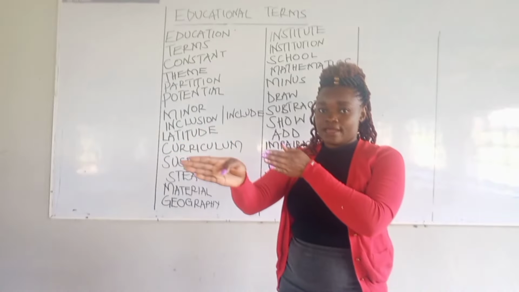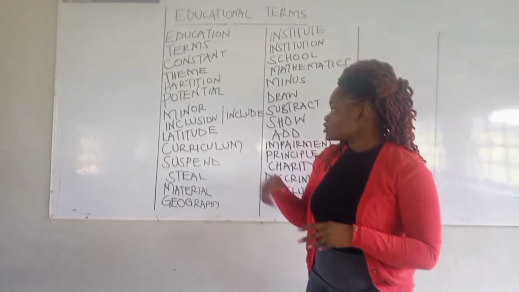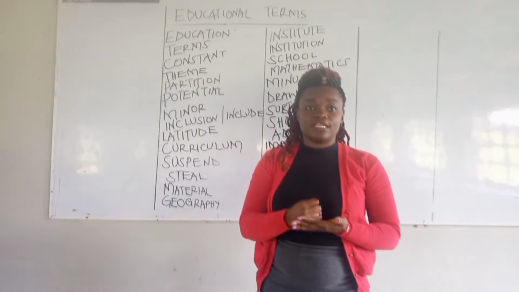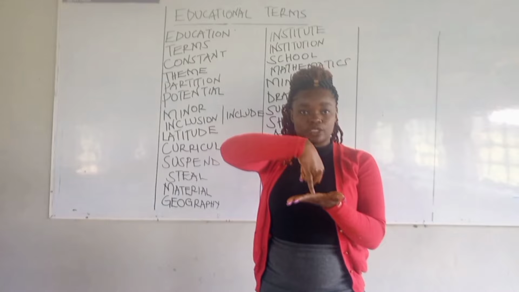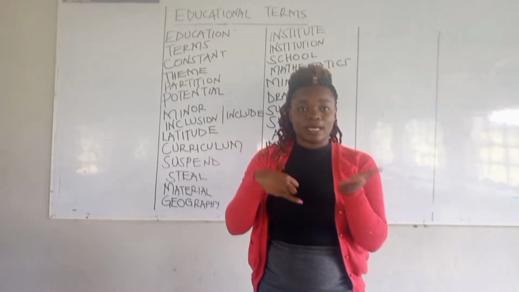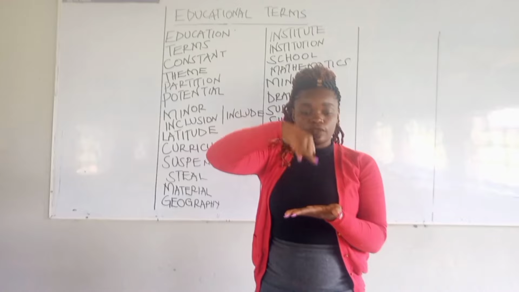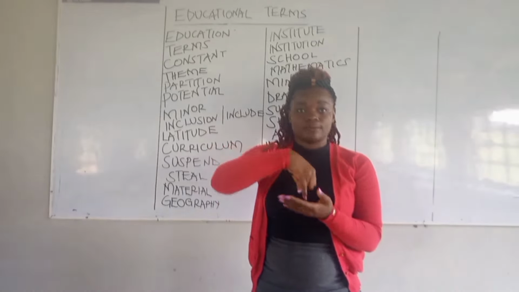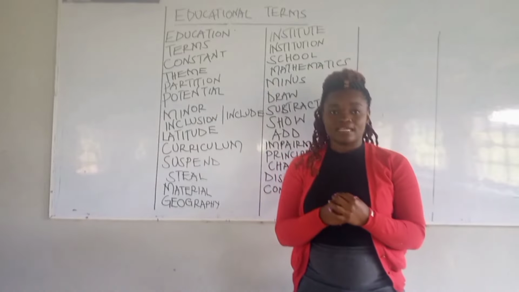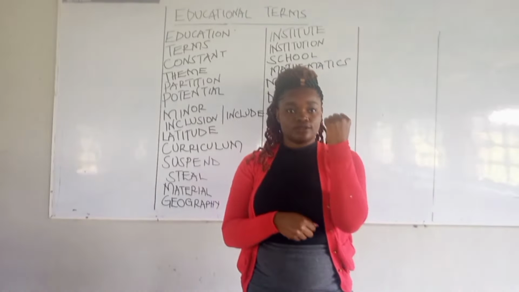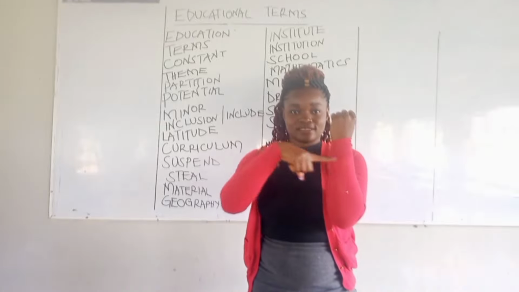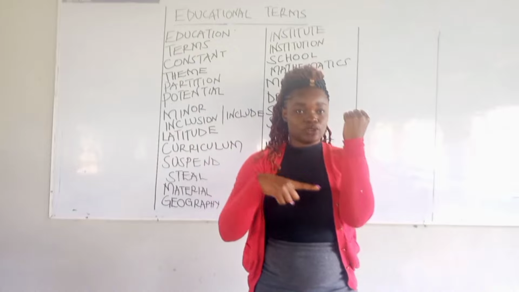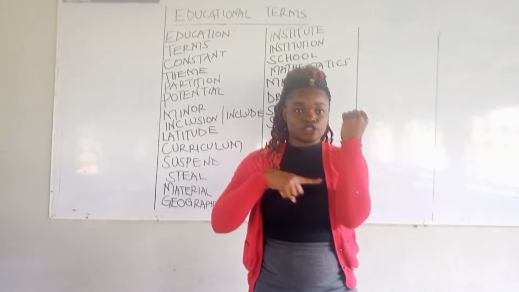Then let's go to inclusion or include. We use the index finger to sign inclusion, on the open palm facing up, then with the index finger, inclusion or include. Then next we have latitude. Put your hand like this and draw latitude. So this is the sign for latitude.